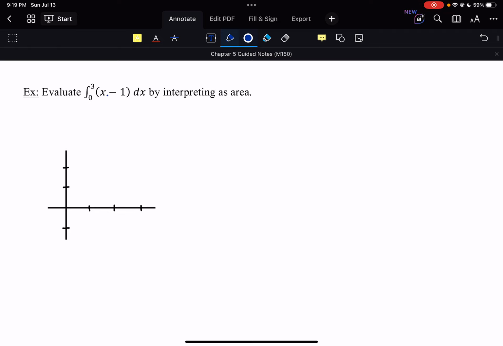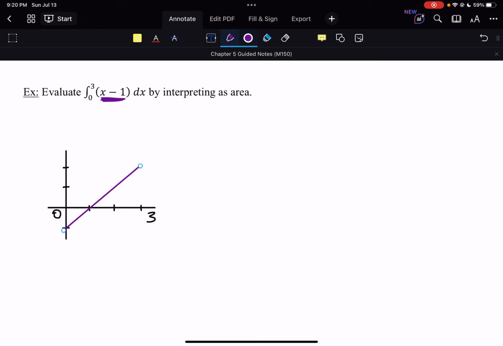Evaluate the integral from 0 to 3 of x minus 1 dx by interpreting as area. So if I go ahead and graph a function like x minus 1, this is one we could actually do geometrically and using physical area to calculate the integral, because this function is a little easier to work with. So we're on the interval from 0 to 3. And we have a slope of 1 and a y-intercept of negative 1. So that's going to go up 1 over 1.